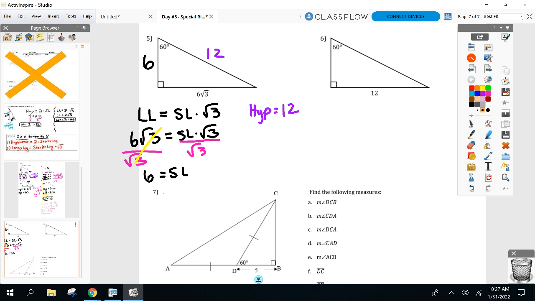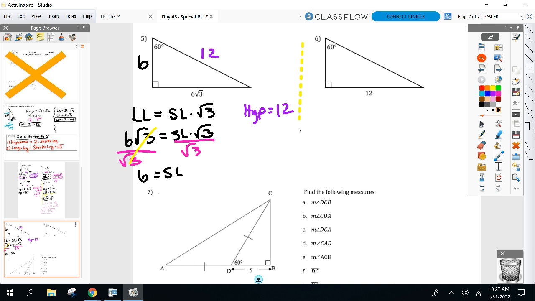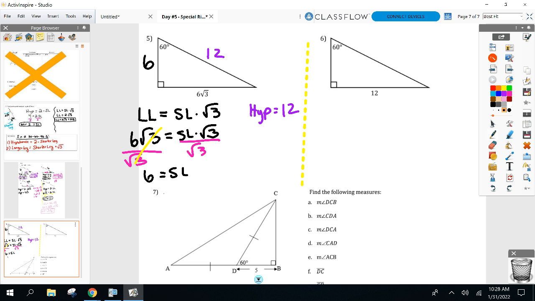And you ready for the hardest one I can give you? A longer leg without a radical 3 with it. So I already gave it away. Everyone, I'm giving you the longer leg. 12 is the longer leg. It's across from the 60. No problem. We write down the rule. Longer leg equals shorter leg times radical 3. Plug in 12. 12 equals shorter leg times radical 3.